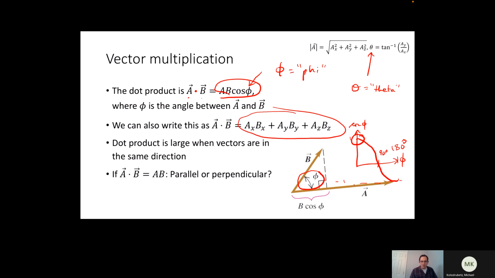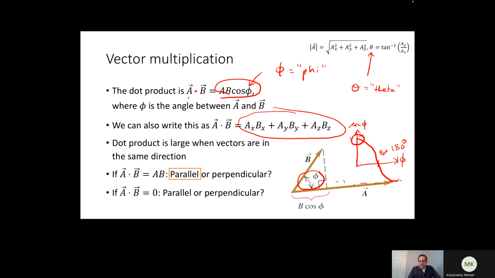So, parallel or perpendicular, the answer is parallel. That's what I just discussed. If phi is equal to 0, that means the vectors are parallel and their dot product is just equal to the product of their magnitudes.